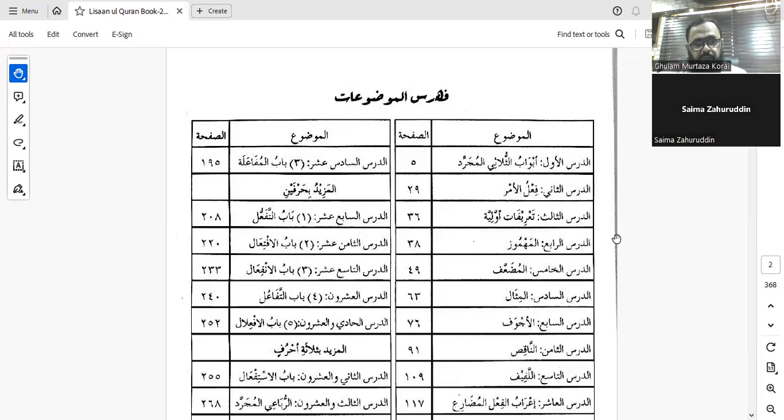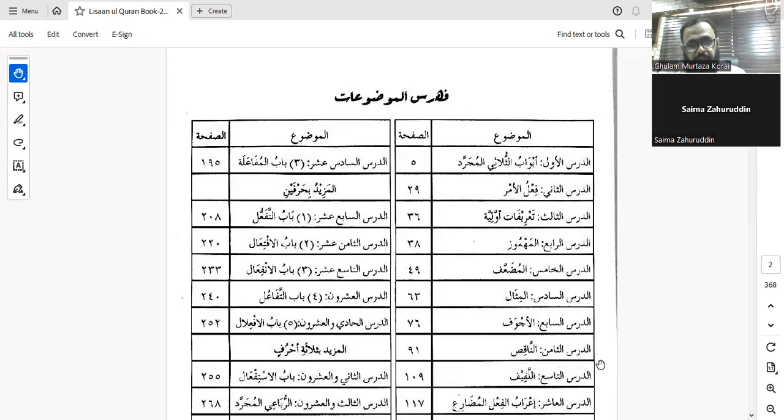So then we learnt about ad-dars as-sabi', Al-Ajwaf, Ajwaf Wawi and Ajwaf Yai as well. And Ajwaf Wawi like Qawala yaqwulu, then it became Qala yaqulu, and Yai as well. So inshallah we'll discuss that in detail as well. Then ad-dars ath-thamin, An-Naqis. And then Hamza, Waw, Ya, that become part of the Harf Lam.